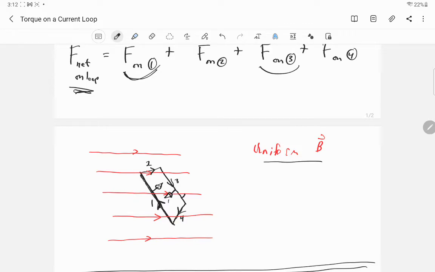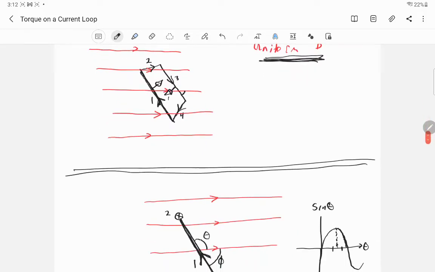But what's interesting is when we calculate the forces on the second and the fourth segments, you're going to also notice that those forces in the net force are going to cancel. That is, when you have a uniform magnetic field and you put a current loop in this uniform field, it will feel a net force equal to 0. This is going to turn out to be 0. So let's make sure that we understand why.